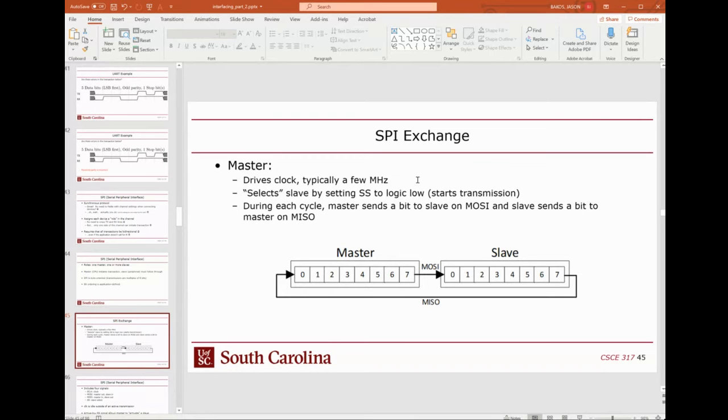Now SPI is supposed to be an exchange, where you shift. So every byte that's sent across the SPI is an exchange where the master sends a byte to the slave and the slave sends a byte back to the master. That's not necessarily how you want to use it, but conceptually that's what's supposed to be happening there.